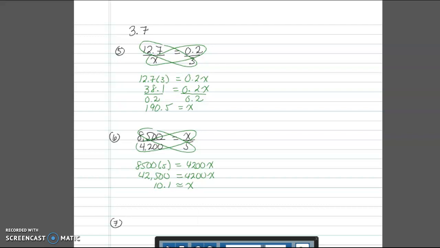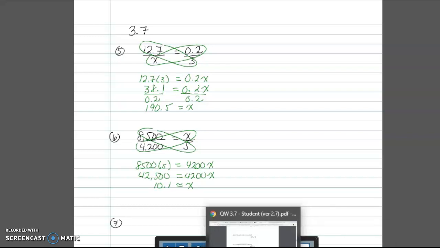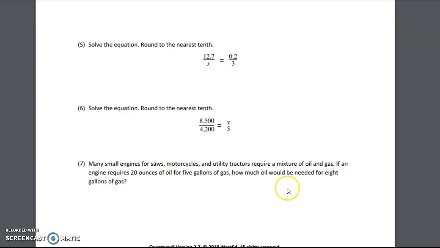All right, for question 7, you were given a word problem to decipher, and you have to set up the proportion. This is a skill that you should be able to do. It reads, many small engines for saws, motorcycles, and utility tractors require a mixture of oil and gas. If an engine requires 20 ounces of oil for 5 gallons of gas, how much oil would be needed for 8 gallons of gas? There's more than one way that you can set up this proportion.